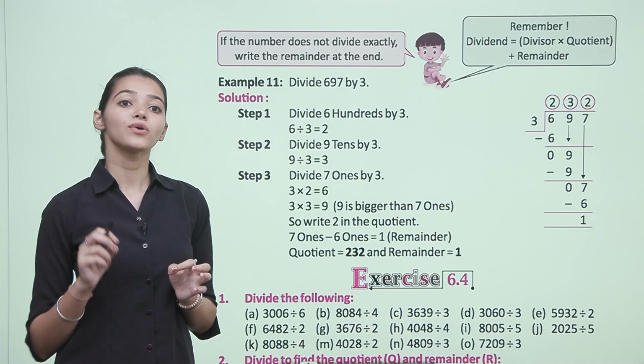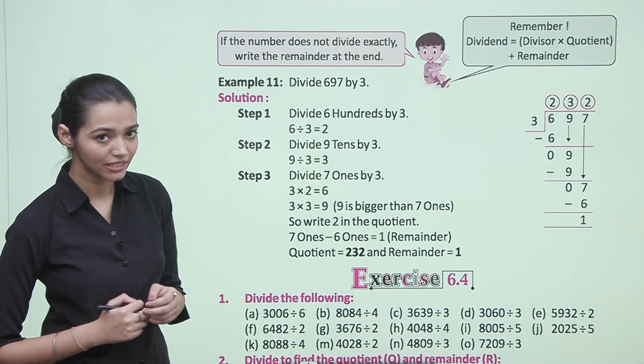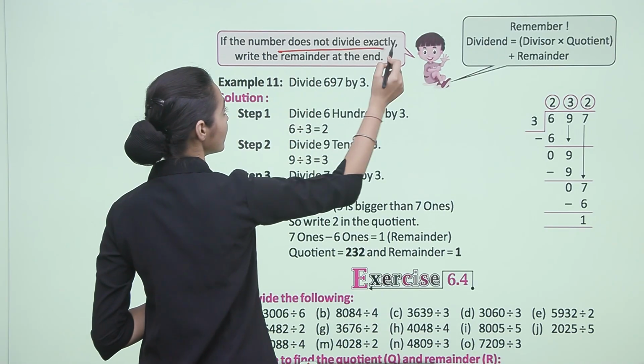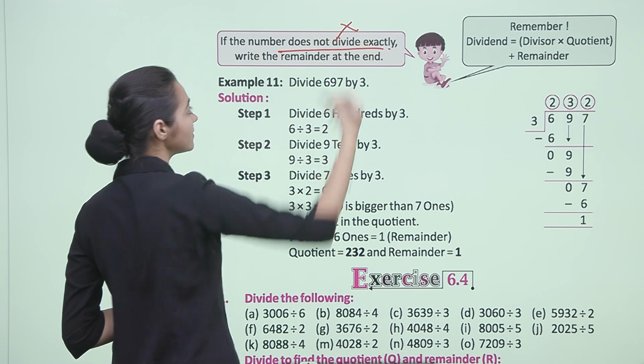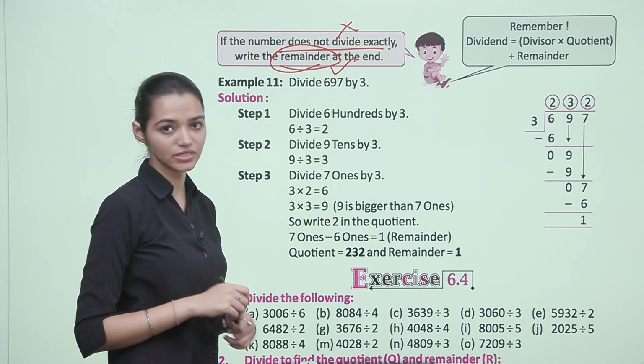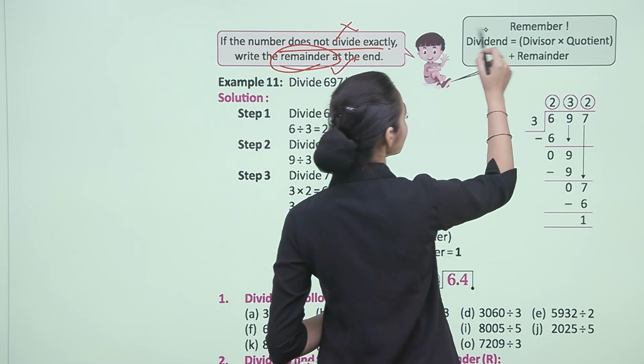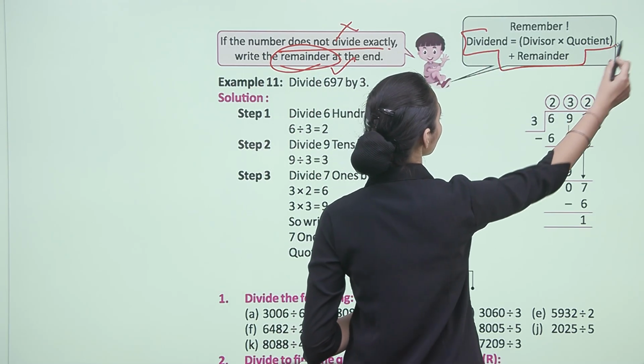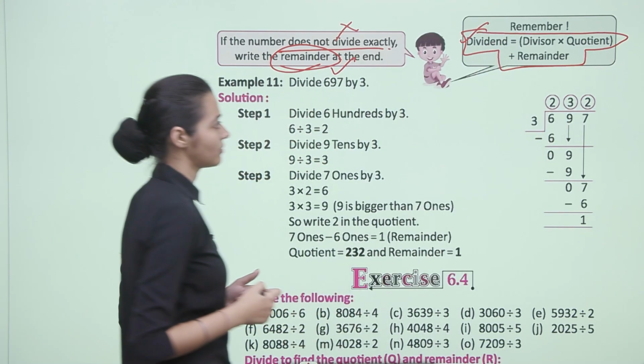Now if a number does not divide exactly, then write the remainder at the end. That means if a number we are dividing is not exactly divisible, then we have something that is called the remainder. Always remember, dividend is equal to divisor into quotient plus remainder.